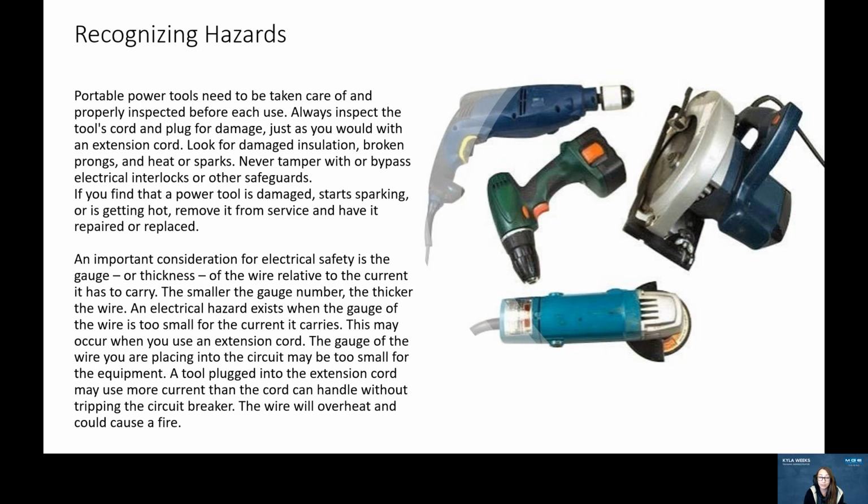it repaired or replaced. An important consideration for electrical safety is the gauge or thickness of the wire relative to the current it has to carry. The smaller the gauge number, the thicker the wire. An electrical hazard exists when the gauge of the wire is too small for the current it carries. This may occur when you use an extension cord. The gauge of the wire may be too small for the equipment.